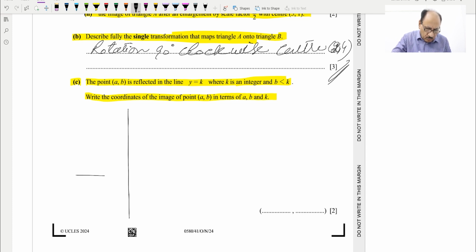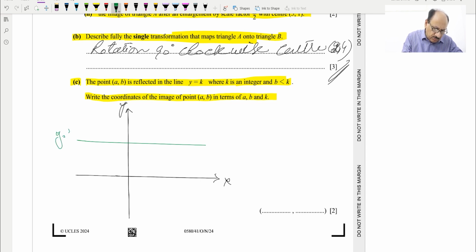Say this is our coordinate axis, this one is the x-axis and this will be the y-axis, and then we can draw the line y = k. Say for example y = k is like this one, and we can write here y = k line. And they are saying there's a point (a, b). So for example, say this one is the point, and the coordinates are a and b.